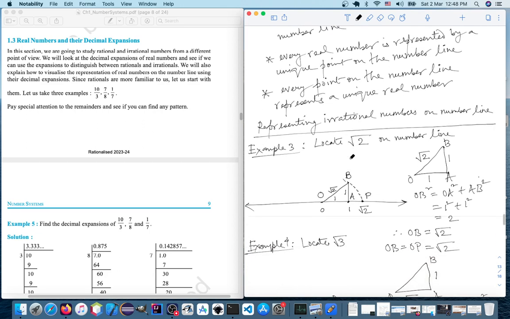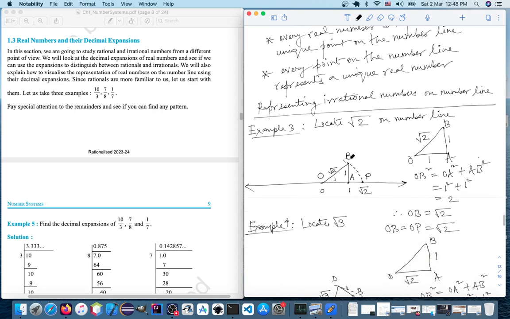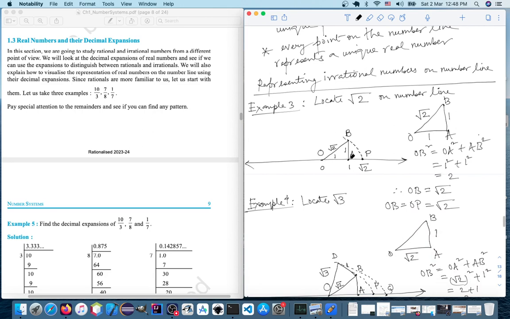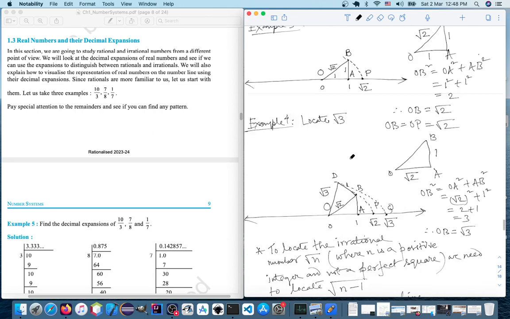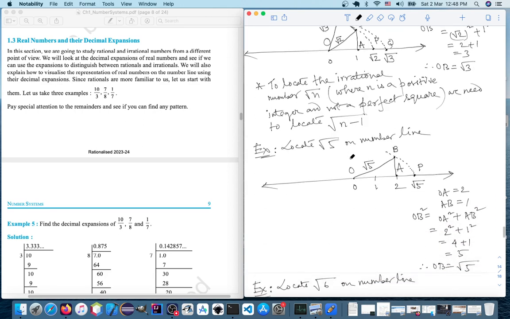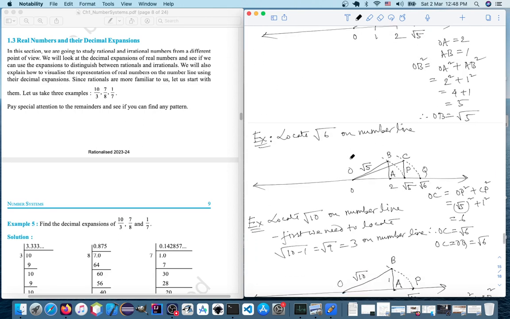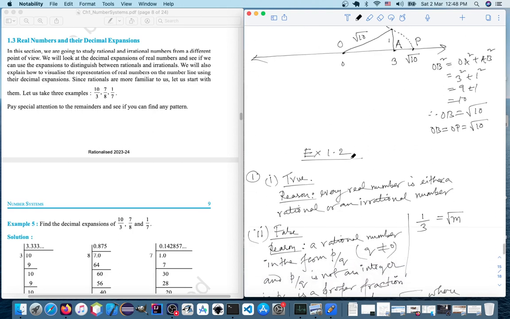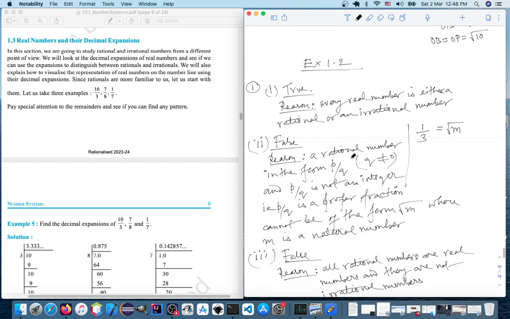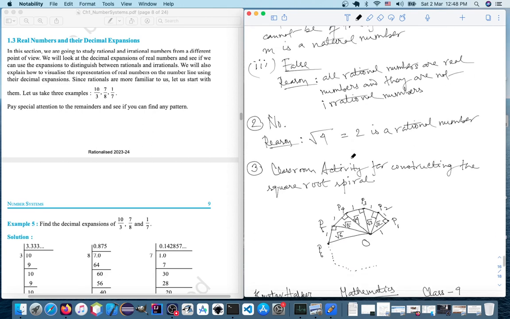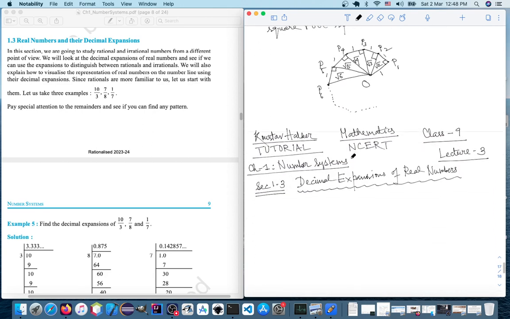And we saw how to locate an irrational number on the number line. We saw how to locate square root of 3, square root of 2, and then square root of 5 on the number line, and square root of 6, also square root of 10. And we solved the exercise problems of exercise 1.2. If you have not seen this video, I highly recommend that you please watch this video.